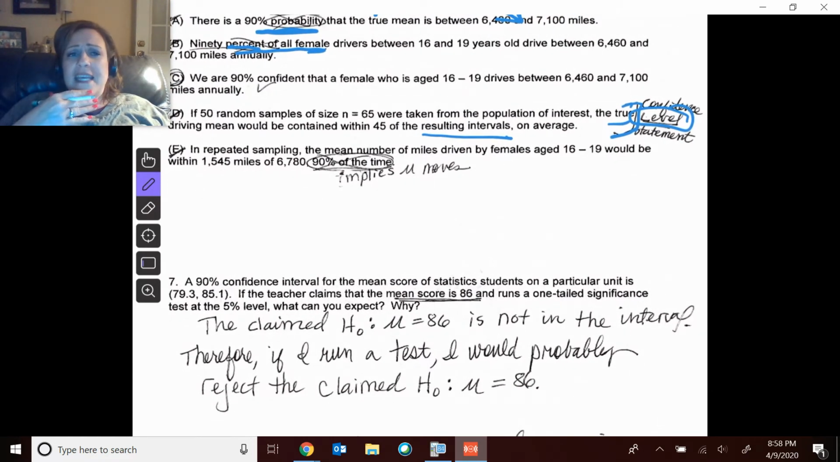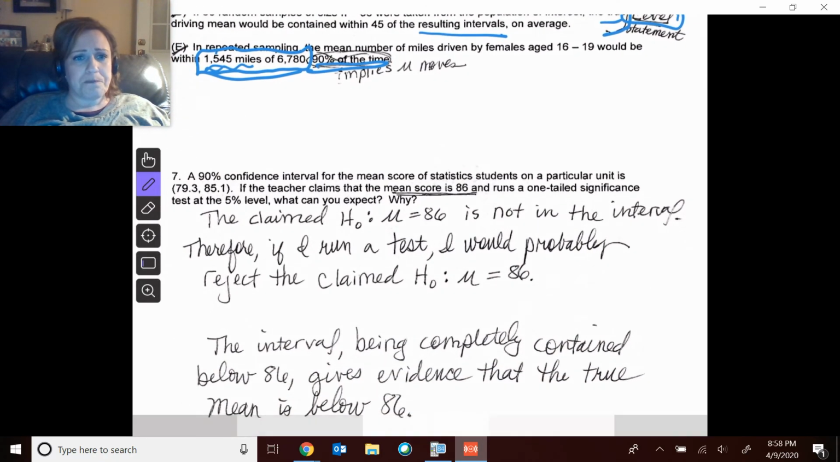Okay, and E, if we repeated this many, many times, I like it so far. If we had a whole bunch of intervals, then we would be getting my results 90% of the time. Okay, or that's saying the true mean. If we repeat it a whole bunch of times, the true mean is going to be in my interval 90% of the time. Again, that's implying the average real mean moves.